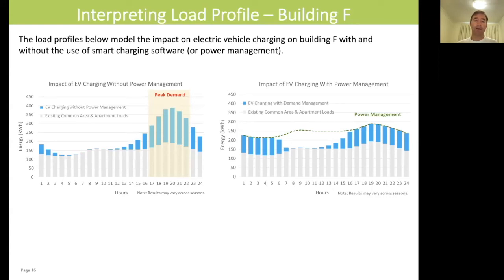So another use of a Wattwatchers monitoring device is to show the impact of electric vehicle charging on a building. And you can see on the left a load profile with peak demand from electric vehicle charging, which is not managed. And on the right, you can see EV charging with a power management system or load balancing system in place.